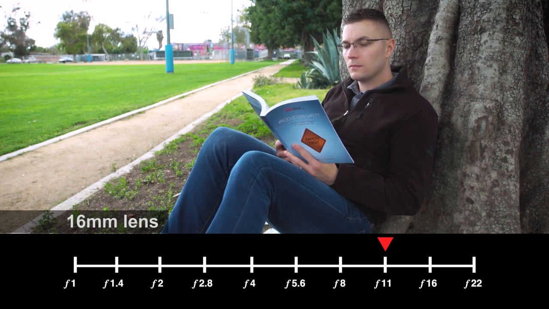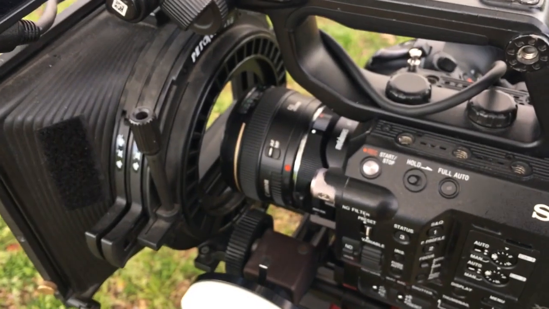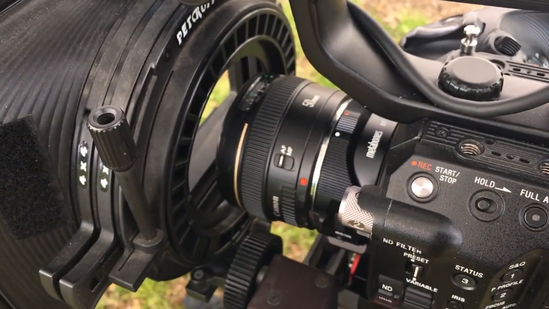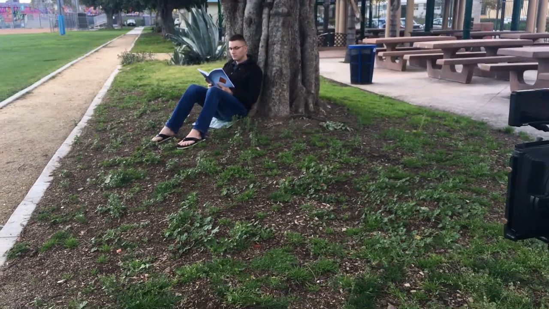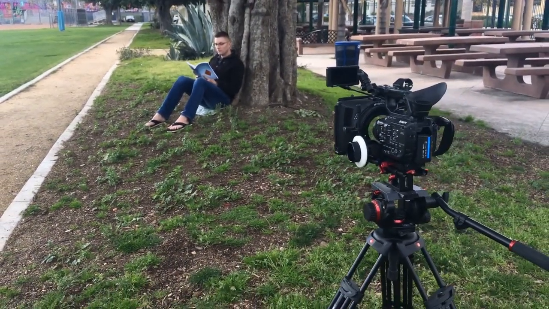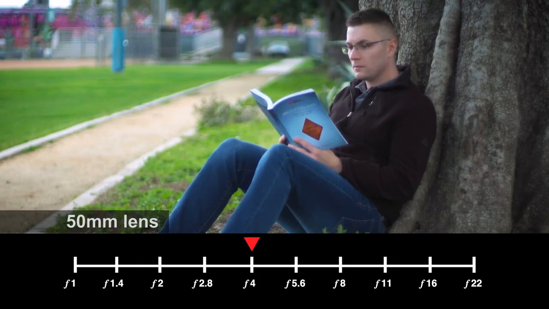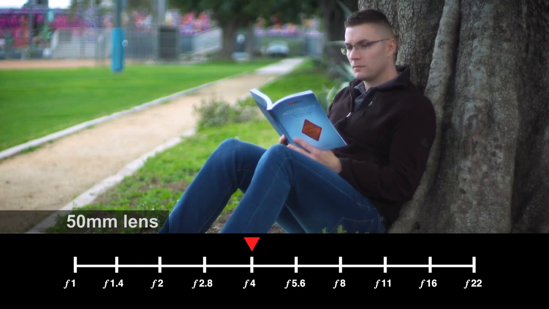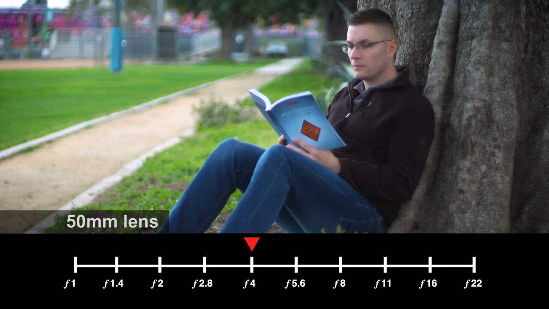But if I want the audience to focus on Chris, because maybe the story is more about him than the park, then I may choose to use a longer 50mm lens, then back the camera up to achieve the same framing that we had before. But this time, since I want to create a shallower depth of field, I'll open the aperture to an f4, directing the audience's eye to our character with a shallower depth of field.